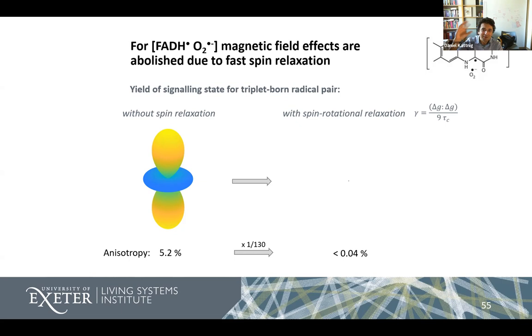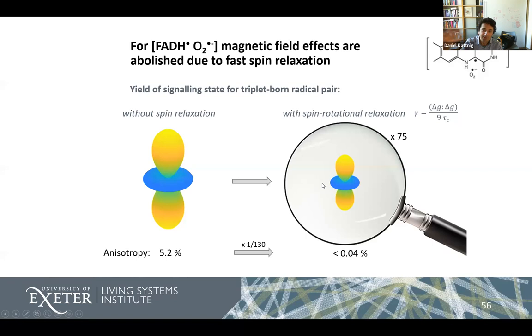And therefore, we have a very efficient relaxation pathway, which is known as spin rotational relaxation, which is indicated here, where the anisotropic magnetic field effect without spin relaxation is strongly attenuated from a value of 5% to less than 0.04% due to this spin rotational motion, due to the motion which is given by this equation here, which is indirectly proportional to the rotational correlation time. In other terms, the faster this molecule rotates, the faster it relaxes.